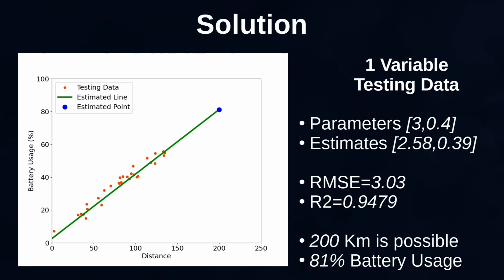Assuming that we know that to reach the other city we need to travel 200 kilometers, we can use the function to get a prediction of how much battery we are expecting to use. In the plot you can see the blue point is the expected battery usage at that specific distance traveled. So now you know that you are able to drive to the other city without the need of recharging the battery, because it will use around 80% of the battery.